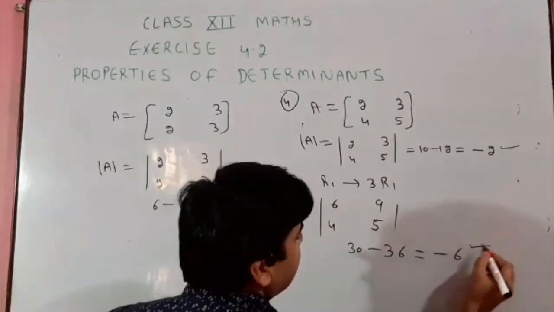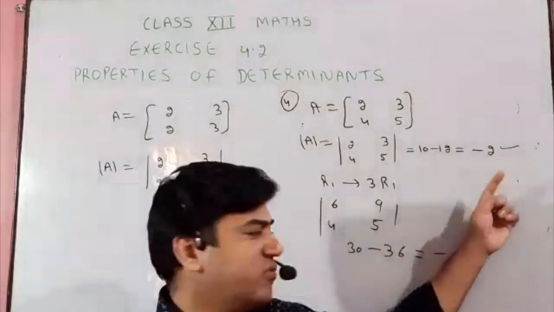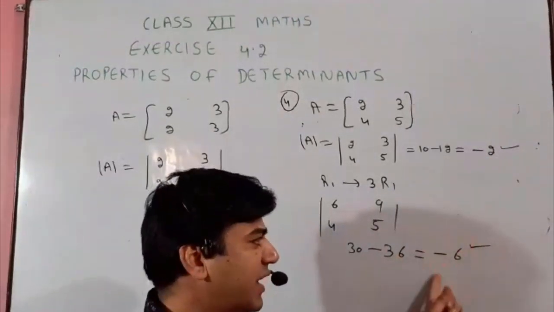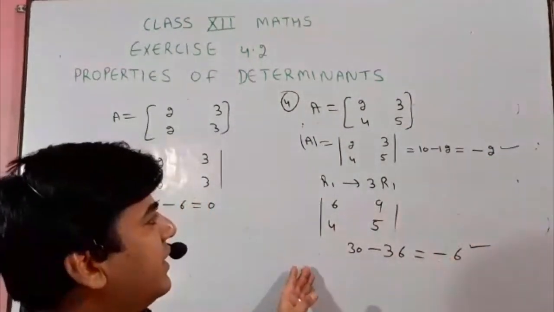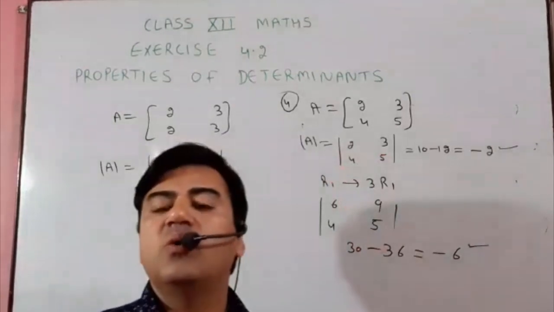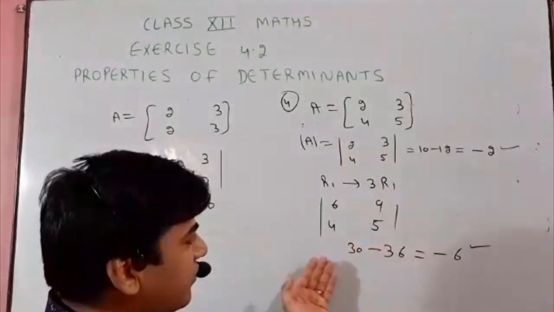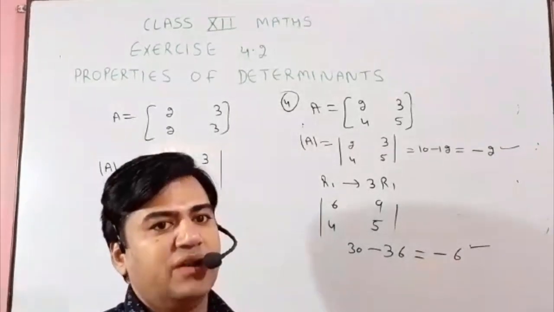You can see this value is minus 2, this value is minus 6. It means your answer is 3 times the original answer, because the property was: if you multiply any row or column by any constant, then the value of the determinant will be multiplied by that constant. This was your property number 4.